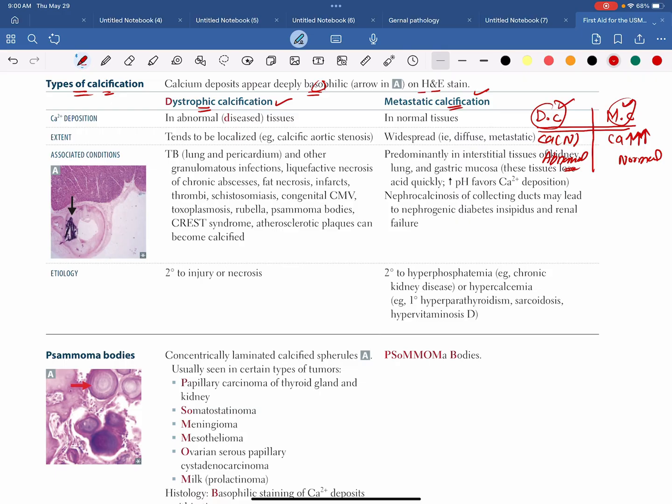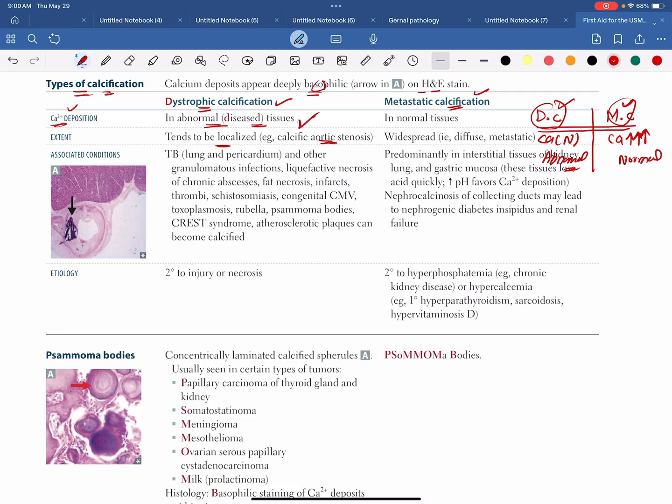So let's take a quick review from First Aid. They say the calcium is deposited on a tissue, and that tissue is abnormal, that tissue is diseased, in the dystrophic calcification, and it tends to be localized. Here they mention the example of calcific aortic stenosis, where the calcium specifically deposits in the aortic valve, and that can lead to aortic stenosis. This is called calcific aortic stenosis.